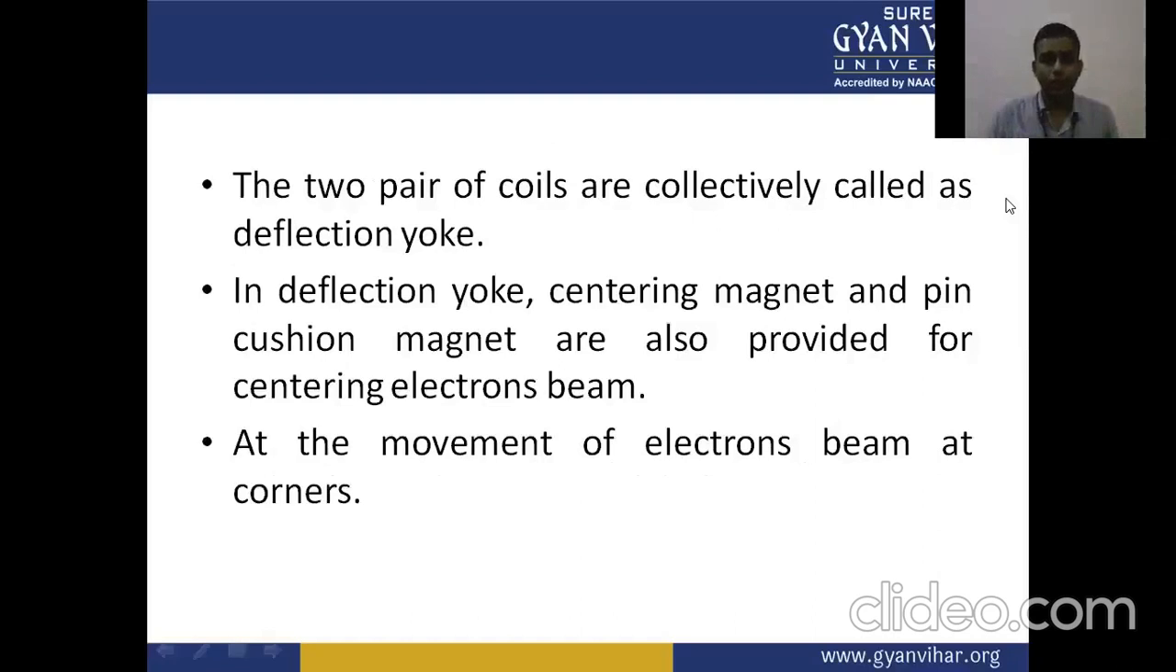The deflection yoke, centering magnet and pincushion magnets are also provided for centering the electron beam. So this type of deflection yoke maintains the electron beam in the center of the picture tube during the movement of the electron beam at the corners.